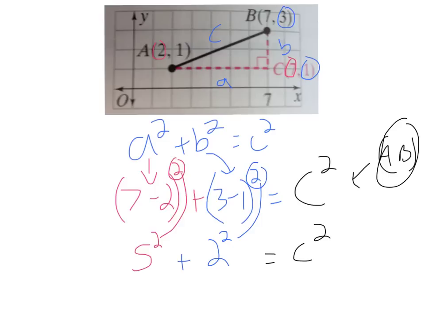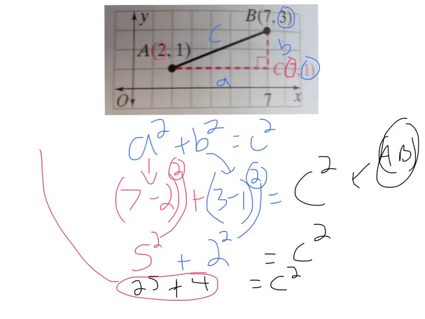Now, let's take this to the next step. 5 squared is 25 plus 2 squared is 2 times 2. It's not 3. 4. Okay, cool. Okay, now I've got 25 plus 4 equals my c squared. Okay, moving on. 25 plus 4, I'm going to move up here.